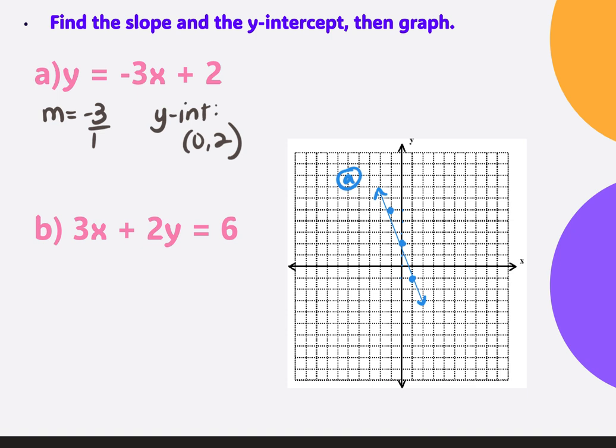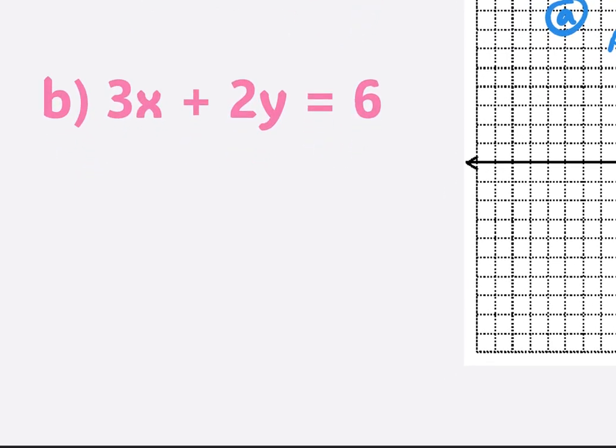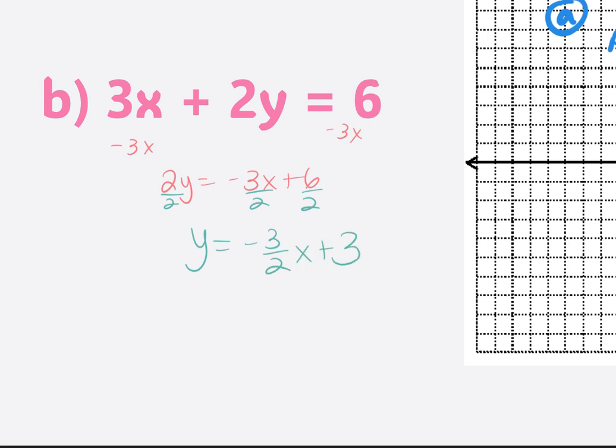All right, now I'm going to go to B. What's one way to figure out the slope and the y-intercept here? Yeah, 1. Good, so you're going to solve for y. I'm going to subtract the 3x. 2y equals negative 3x plus 6, and then divide by 2. So this one's getting it into slope-intercept form. And then from here, I'd know m was negative 3 halves, and my y-intercept, 0, 3.